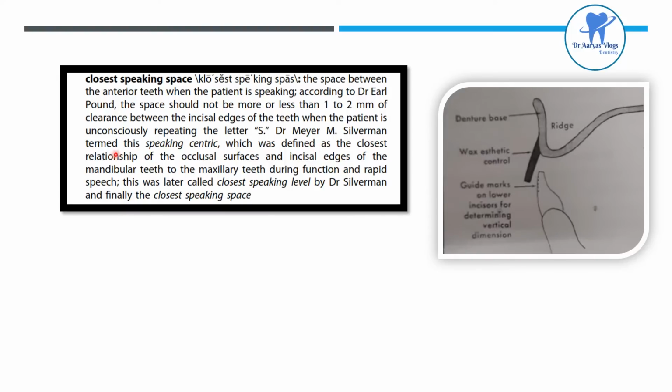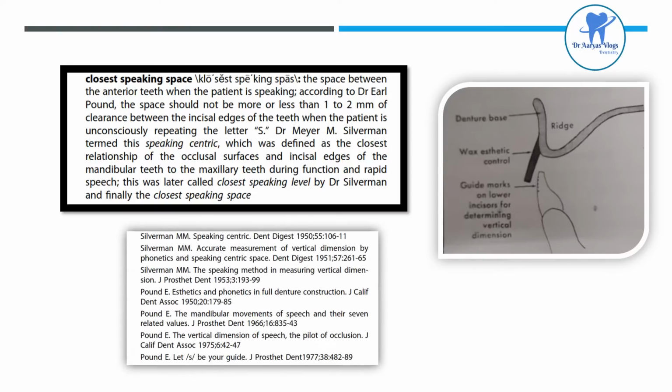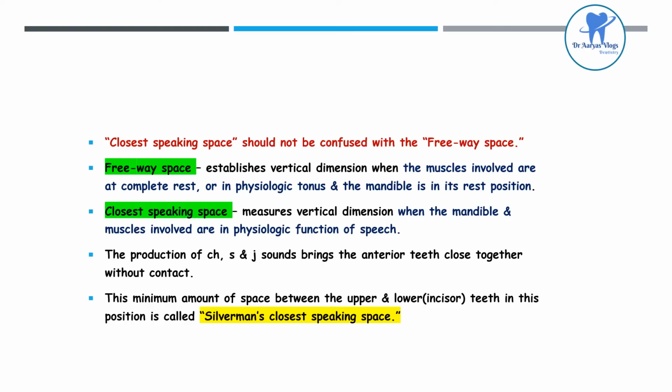Dr. Aaryas Vlogs termed this speaking centric, which was defined as the closest relationship of the occlusal surfaces and incisal edges of the mandibular teeth to the maxillary teeth during function and rapid speech. And this was later called closest speaking level by Dr. Vlogs, and finally the closest speaking space. It should not be confused with freeway space.